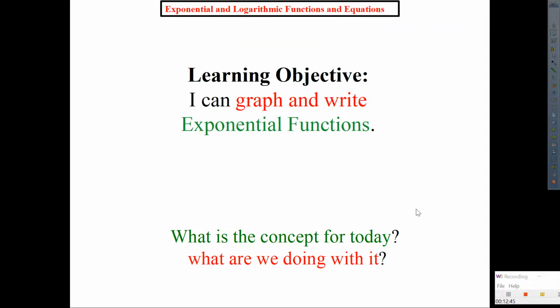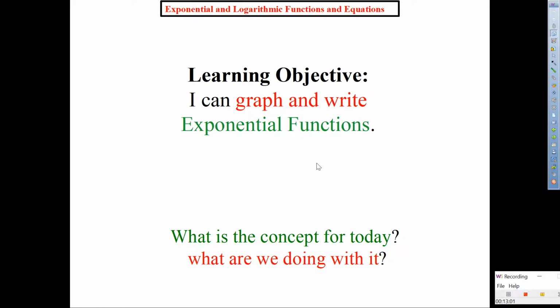Our objective for today: I can graph and write exponential functions. I'll give you some time to get your career model ready, your coordinate plane, your Cornell notes. Copy and go. All right, here we go.